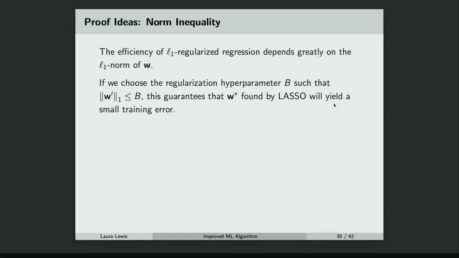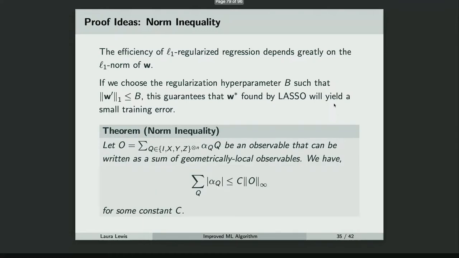But in order to actually find what the one norm of W prime is, we need the following norm inequality. We need that the observable O, remember that it can be written in the Pauli basis as a sum of geometrically local observables, has the one norm of its Pauli coefficients bounded above by a constant times the spectral norm of O. This is one of the reasons why we wanted the spectral norm of O to be bounded above by one, so that this is bounded above by a constant.